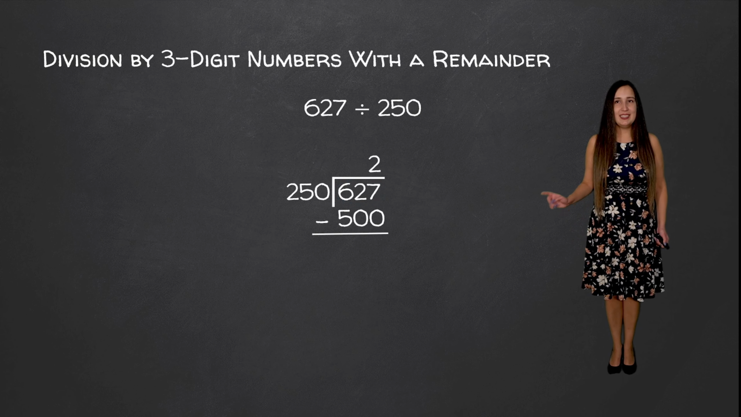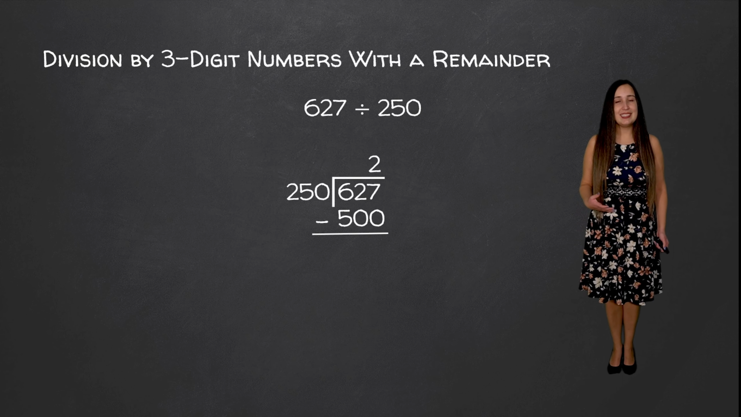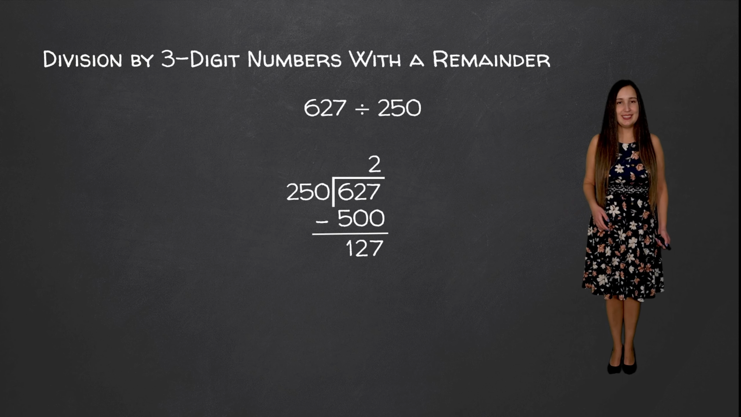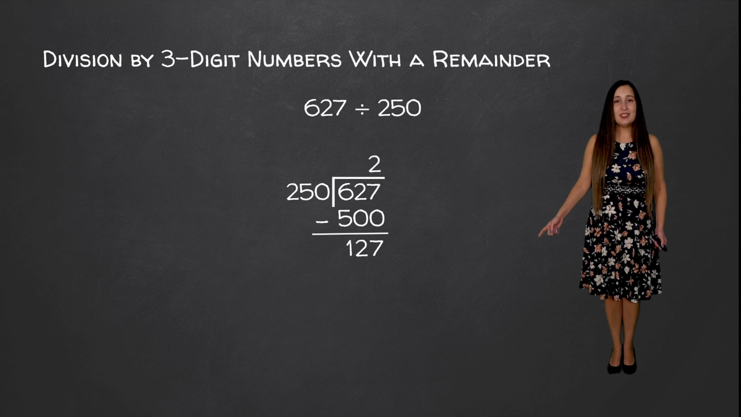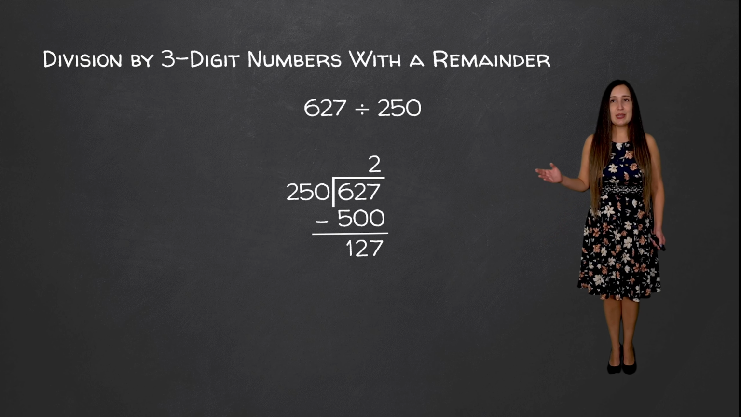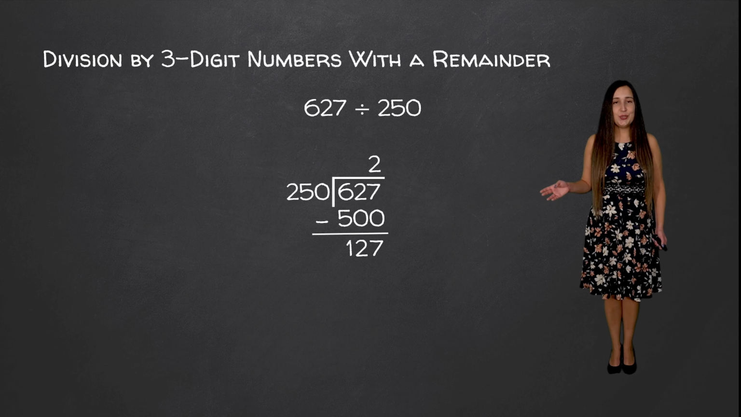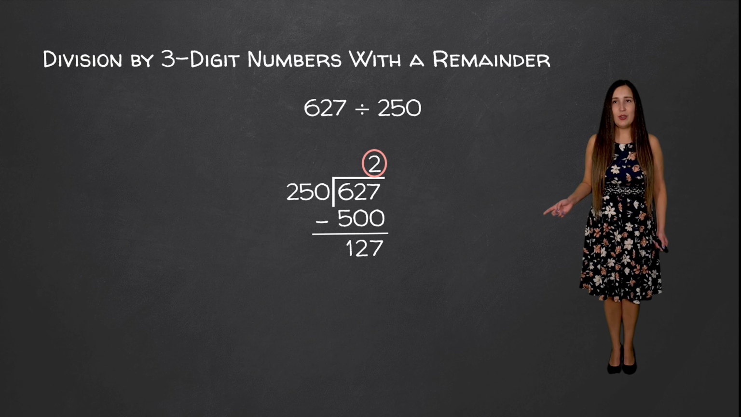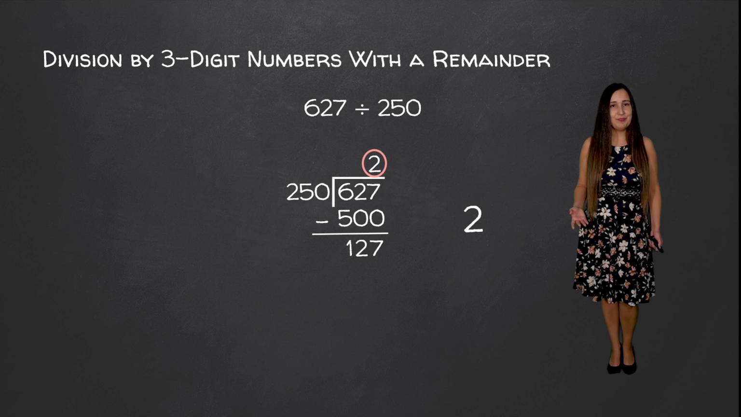And then we're going to take these two values and subtract to see if we have a remainder. So 627 minus 500 is equal to 127. And now that's our remainder. So we're going to write this out as a mixed number. We know that 250 goes into 627 2 whole times. So 2 is going to be our whole number in our mixed number.